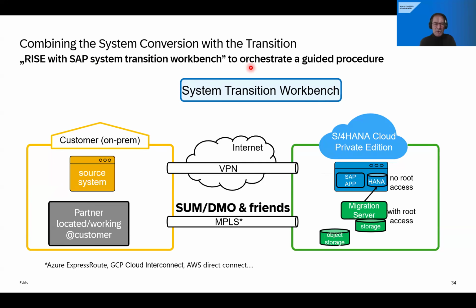And the system transition workbench aims to orchestrate it, where things are automated, where checks are included. And with this, the partner, the customer, and SAP will have a better picture of where the process is and which checks are successfully done. So that's an outlook. We call this RISE with SAP System Transition Workbench. We start here with a lift and shift procedure, but this will be extended also for those conversion cases that we are focusing on in our session, so that this is an orchestration for all the relevant parts in this procedure.